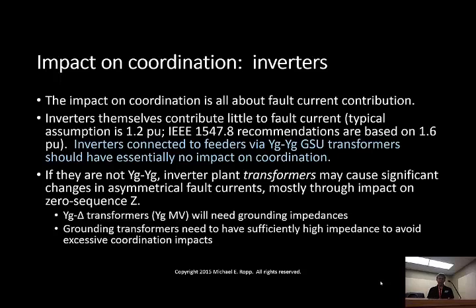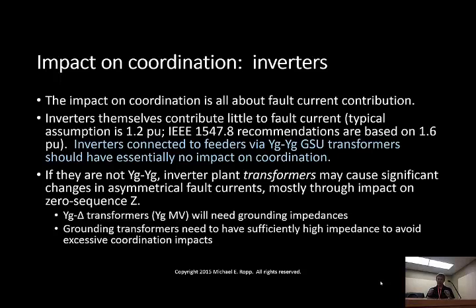I mentioned before that the recommendation in IEEE 1547.8 is based on a 1.6 per unit fault current contribution. At least I think I mentioned that. If I didn't, I intended to. But that's a part of where that comes from. So it's very conservative.